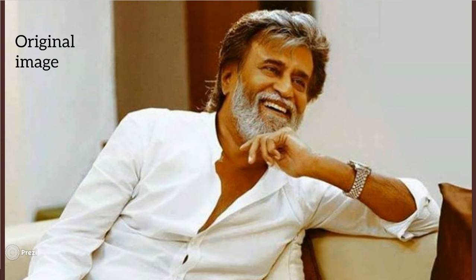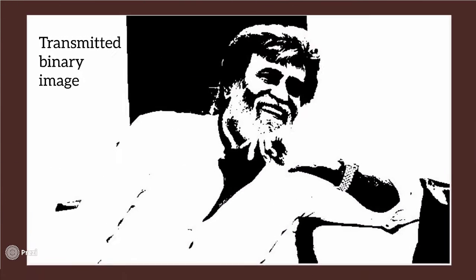This is Rajnikanth, as you all know. This image is converted into a grayscale image with pixel values from 0 to 255. We apply a threshold of 127 on it to convert it into a binary image. The binary image presented here has zeros placed at 0 and ones placed at 150. The prior probabilities are calculated from this image.